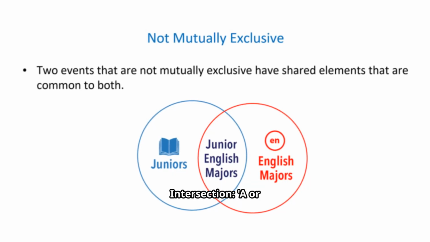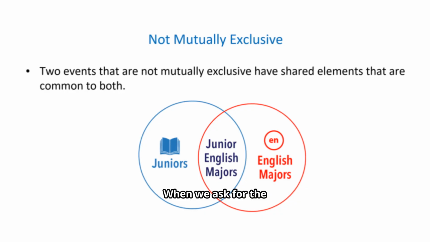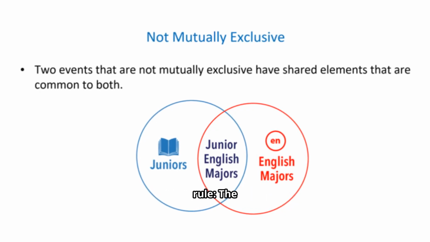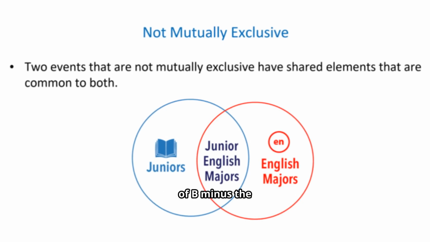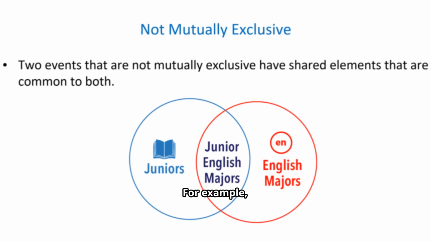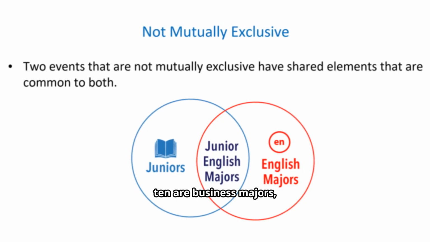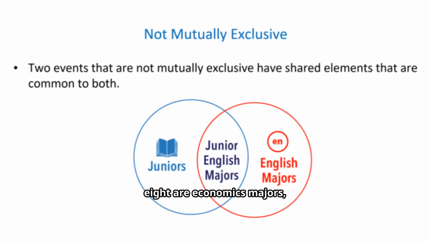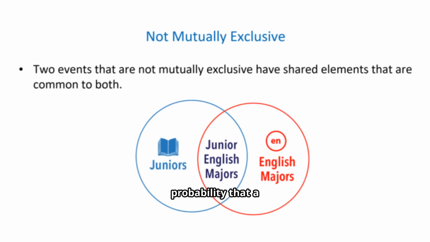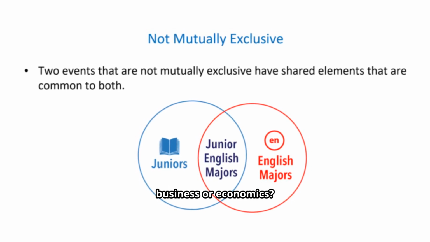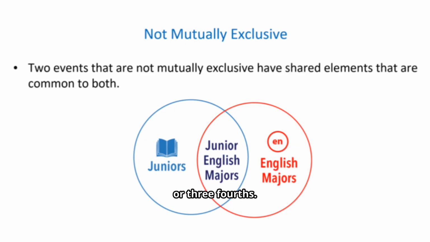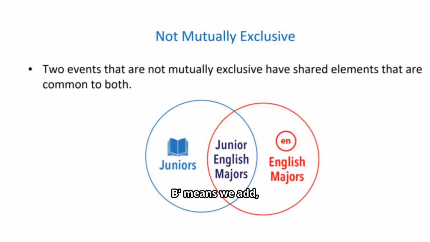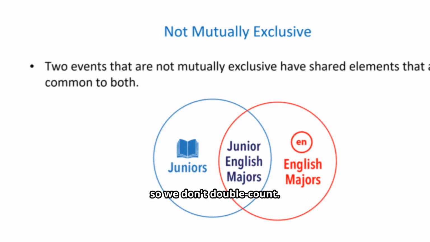Union and intersection, A or B versus A and B. When we ask for the probability of A or B, we use the addition rule. The probability of A or B equals the probability of A plus the probability of B minus the probability of both A and B. For example, suppose in a class of 20 students, 10 are business majors, 8 are economics majors, and 3 are both. What is the probability that a randomly selected student is either business or economics? We calculate 10 over 20 plus 8 over 20 minus 3 over 20. That equals 15 over 20, or 3/4. Remember, A or B means we add, but we must subtract the overlap so we don't double count.